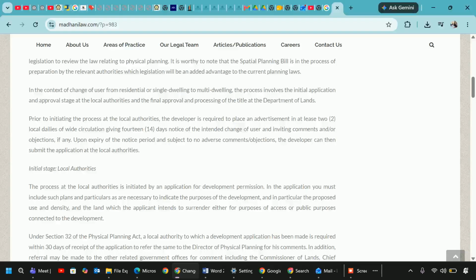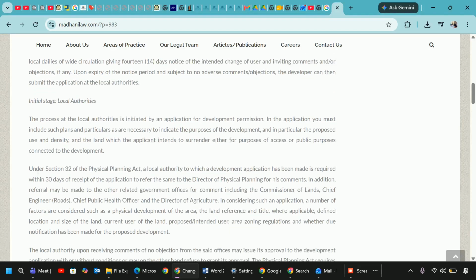So before we go to the local authorities, we must understand the prior initiating process that the developer was required to do. So basically you start by telling the examiner that here is the developer, and this developer is required to place an advertisement in at least 2 local dailies of wide circulation giving 14 days. Timelines are important. So 14 days notice of the intended change of user and inviting comments and or objections if any. And then upon expiry of the notice period, and let's say there are no adverse comments or objections, the developer can then proceed to submit the application at the local authorities. So the initial stage will begin at the local authorities part.